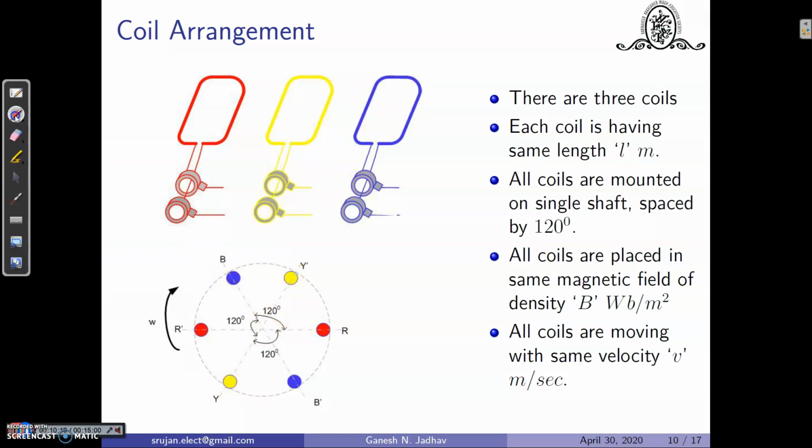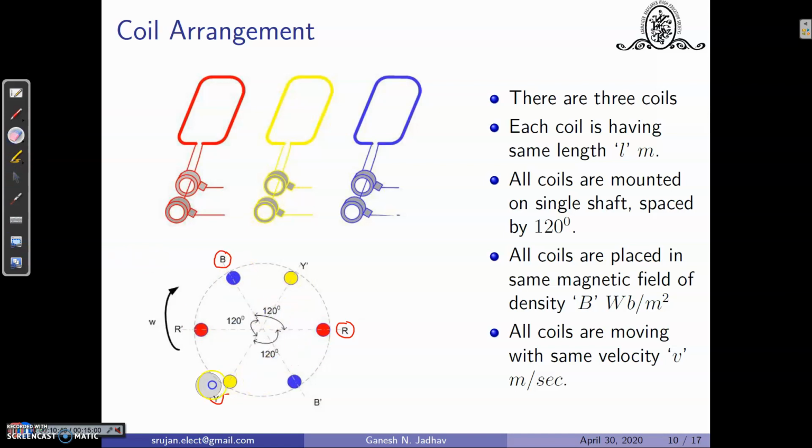How are these conductors placed? If you observe, after the R conductor, the Y conductor is displaced by 120 degrees, and the B conductor is also displaced by 120 degrees. So the start of each coil: this is the start of B coil, start of R coil, start of Y coil. The start of each coil is 120 degrees displaced from each other.